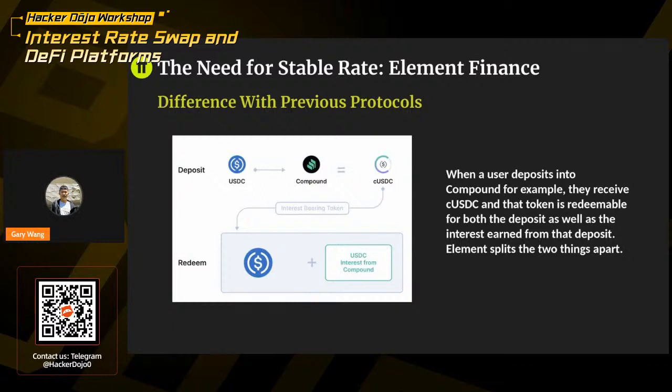For example, I will deposit 1,000 USDC. I will receive 1,000 cUSDC, and this cUSDC amount would increase over time. After 6 months, maybe I will get 1,100 cUSDC, and I would then redeem these 1,100 cUSDC for 1,100 USDC, real USDC token. So that's what the previous protocols do, such as Compound.